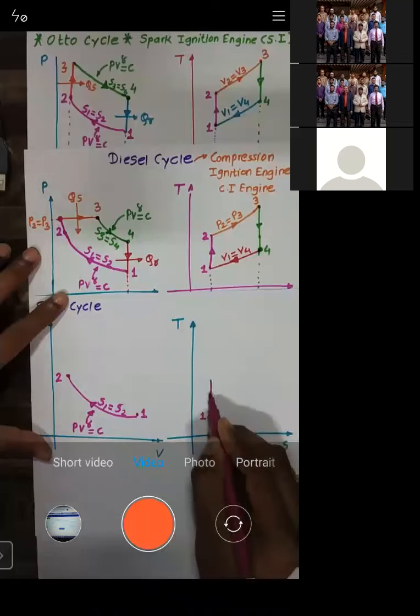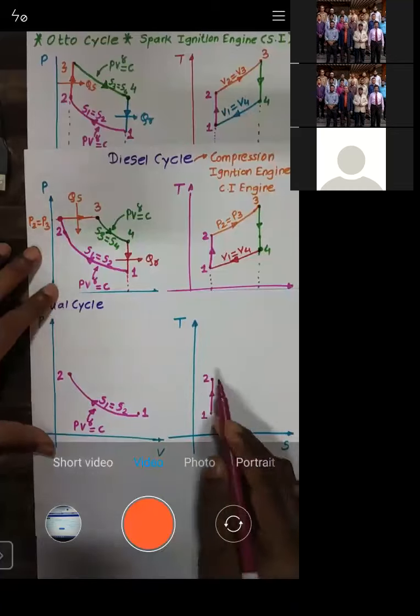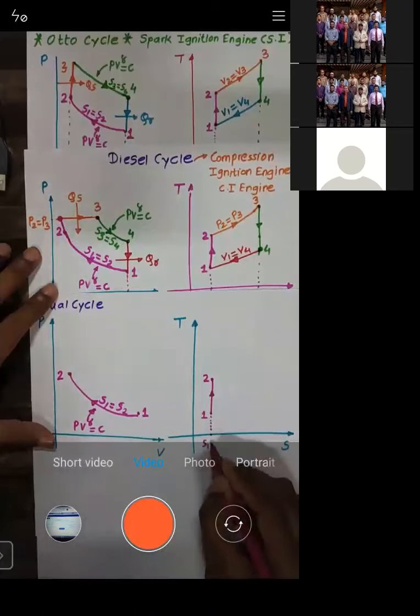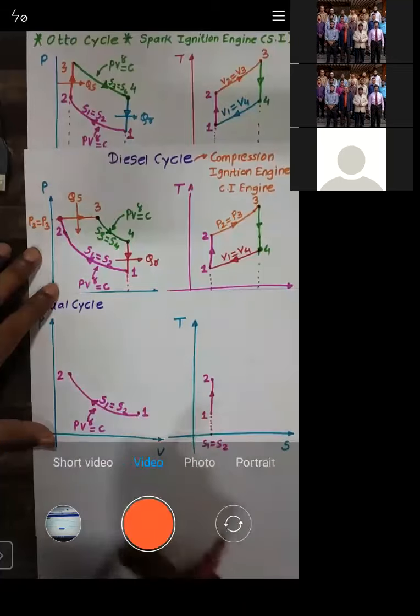Okay, I will move vertically upward, so I will reach point number 2. The reason behind it is that during 1 to 2, entropy has to be kept constant, that is, the value of S1 is equal to S2. So during 1 to 2 you can check entropy is constant.